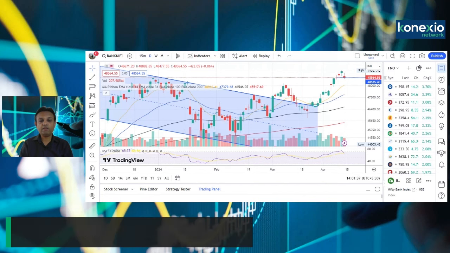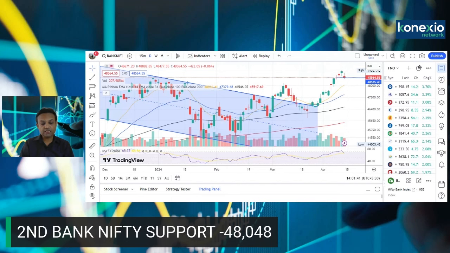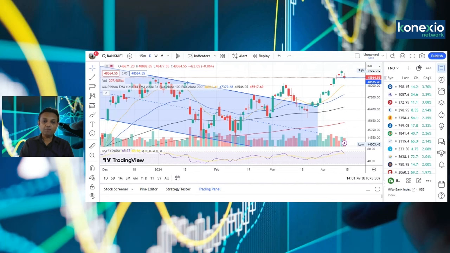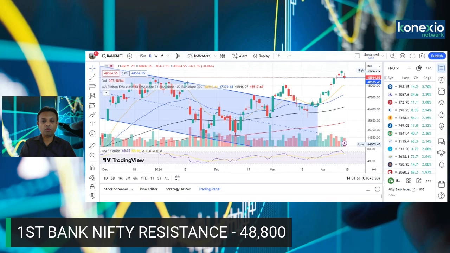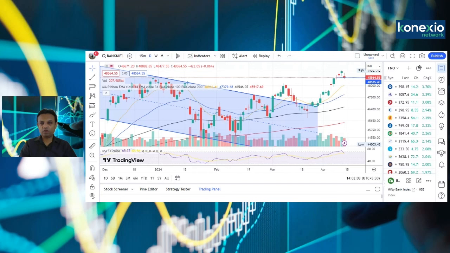The first support in the Bank Nifty is around 48,300 mark. Second support is around 48,048 mark. And third support is around 47,624 mark. On the upside, the first resistance is around 48,800 mark. The second resistance is around 49,057 mark, and third resistance is around 49,238. Traders should just try to watch out for these particular support areas.